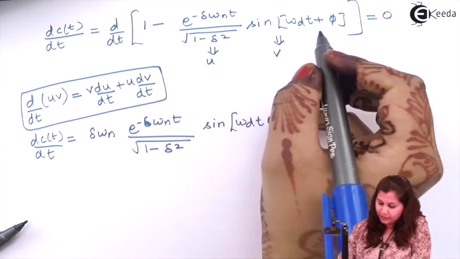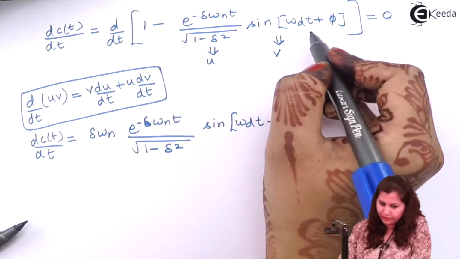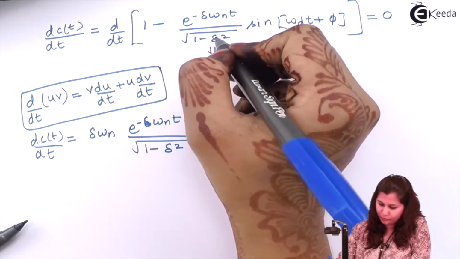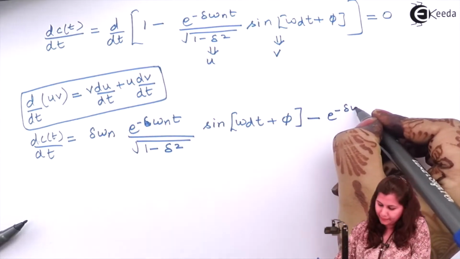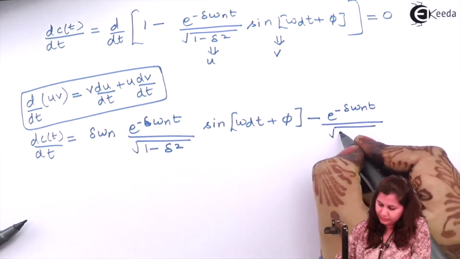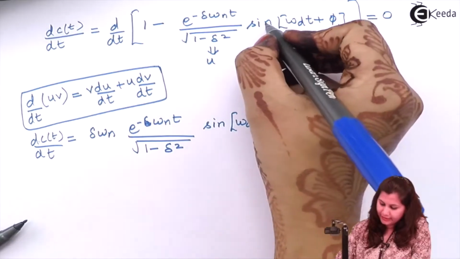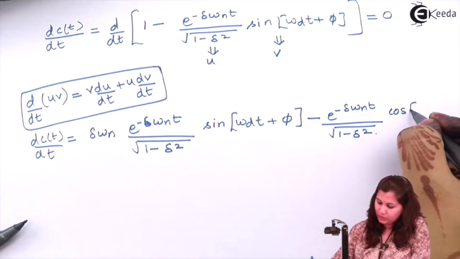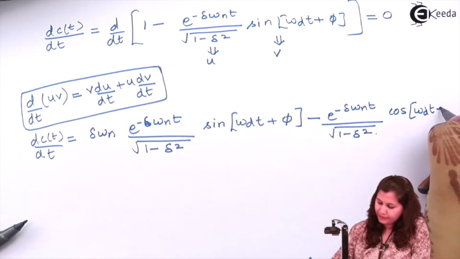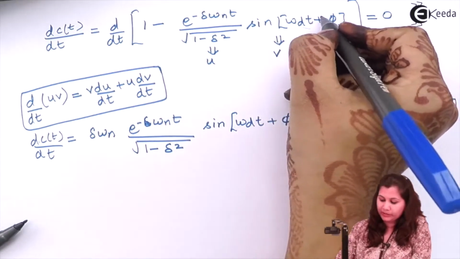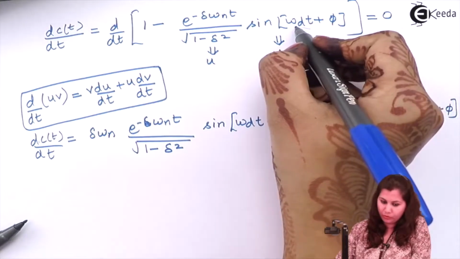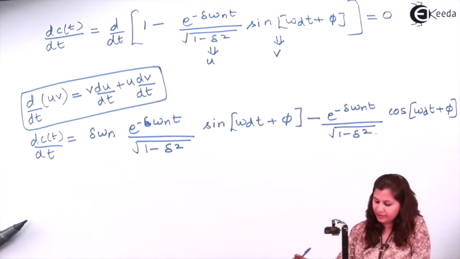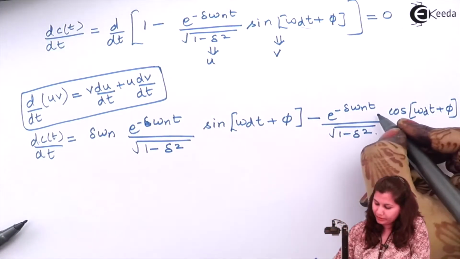Now we will calculate the derivative of this. The minus sign will be there, then we have e raised to the power minus delta omega n t as it is, u we have to put it, and the derivative of sine theta will be cos theta. So cos of omega d t plus phi. Then we have to calculate the derivative of this theta, so its derivative will be omega d, since omega d t becomes omega d, and phi is a constant, so its derivative will be 0. So omega d will come in here.